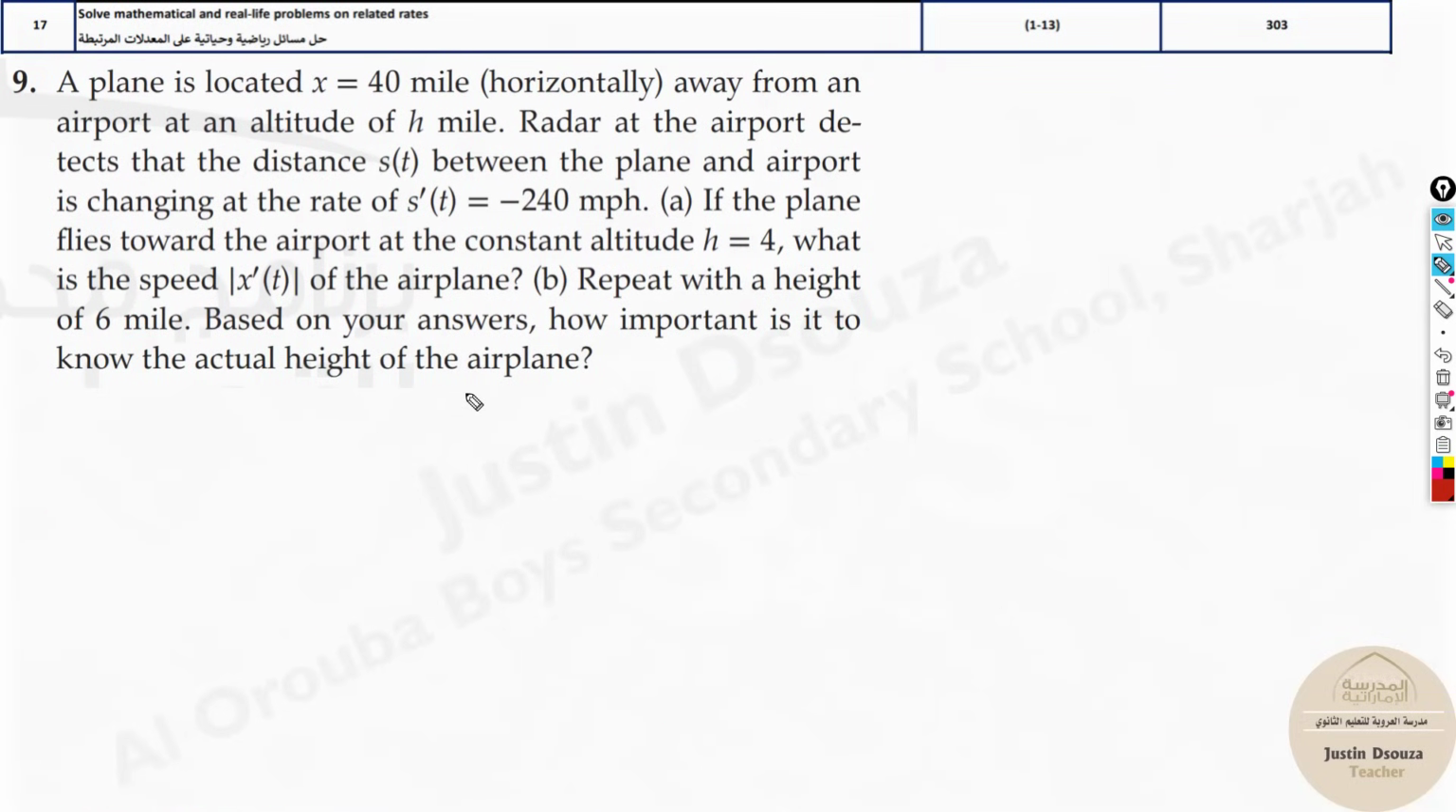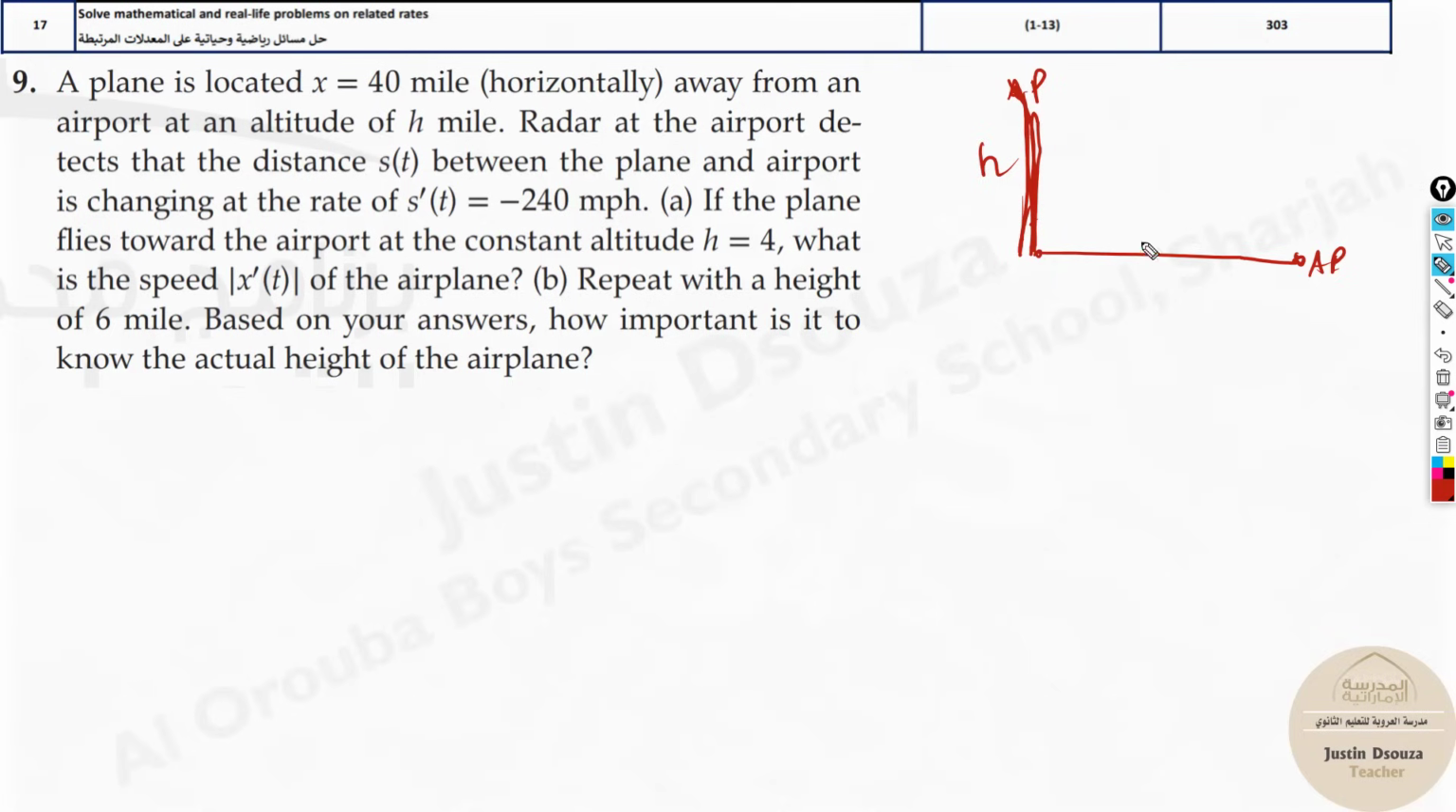Now we have another problem. This is also a bit different, so I'll solve this out. A plane is located x is equal to 40 miles horizontally away from an airport. So it's better we draw a figure. So it's 40 miles. Now imagine this is the airport. I'll write airport, AP. And the airplane is at an altitude of h. So I'll write this height, h, and this is the plane, airplane. Okay, it's going to be a problem if I write airport, airplane, same. I'll just write P over here.